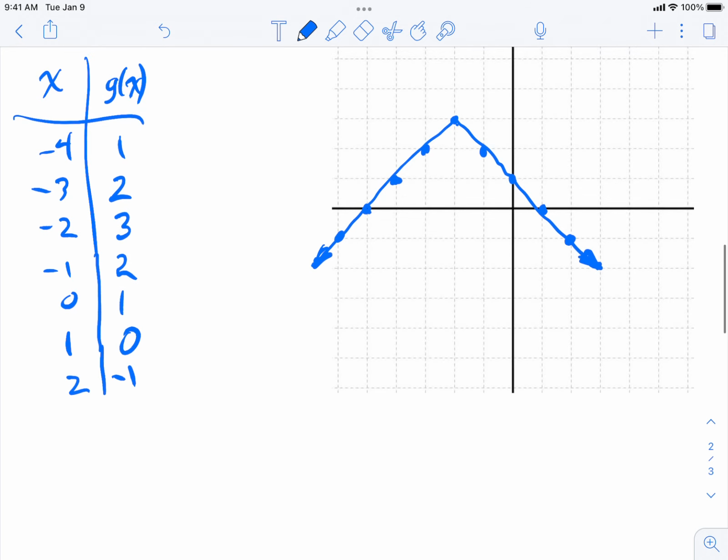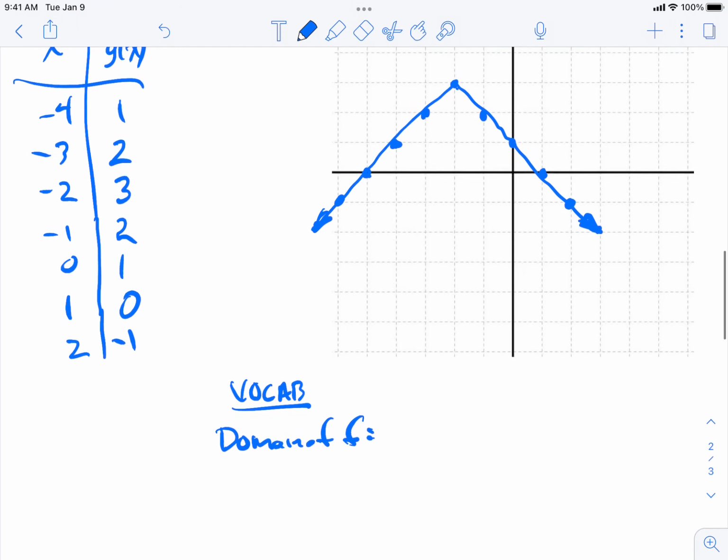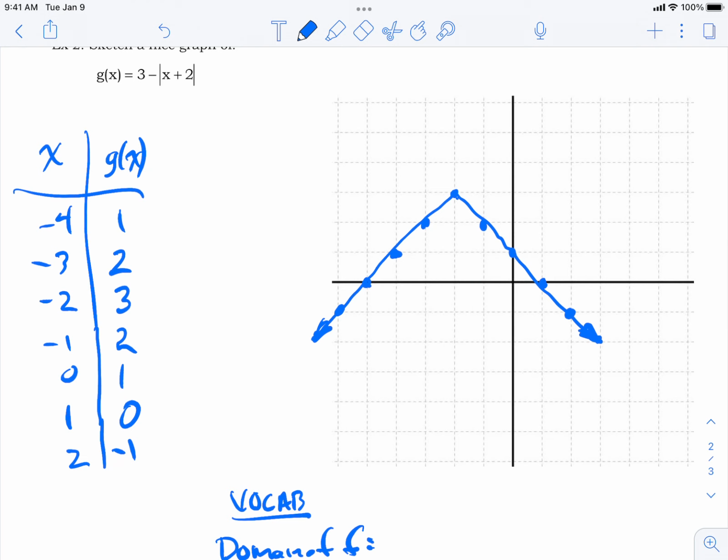Maybe I'll keep the vocab in blue this time. Vocab list. This vocab list will be about the same size, I think. First of all, same word. What is the domain of f? Can you tell me? Again, the domain is the set of all acceptable inputs. What am I allowed to plug in here where I'll actually get a number back out?